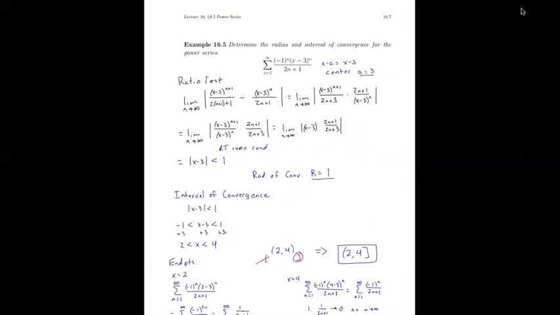Another way to know that we're centered at 3 is if we plug in 3 for x in this expression, we get a convergent series. We get all zeros added up. So that's the one place we know it's guaranteed to converge.